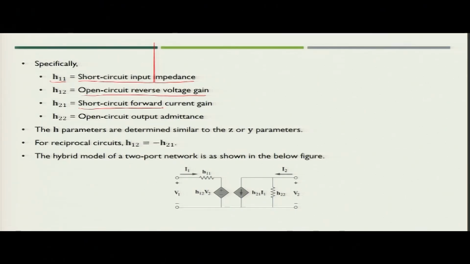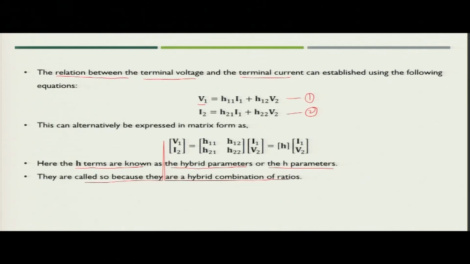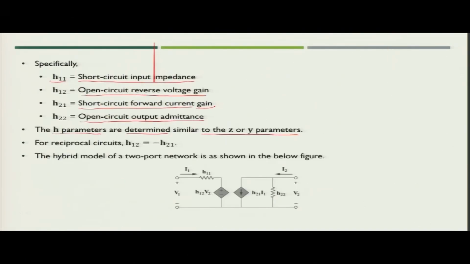Then H21 is short circuit forward current gain, and H22 is again open circuit output admittance. Now, the H parameters you can determine in a similar way as we determined in case of Z or Y parameters; you can just write the H parameter equations and then easily find the H parameters. In case of reciprocal circuits, H12 would be equal to minus H21.